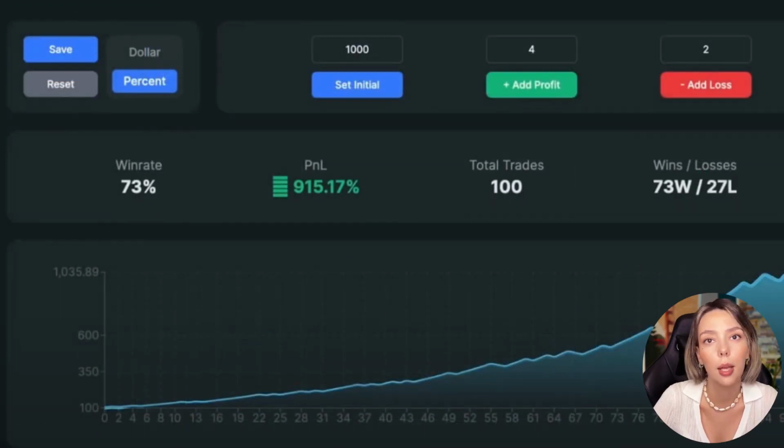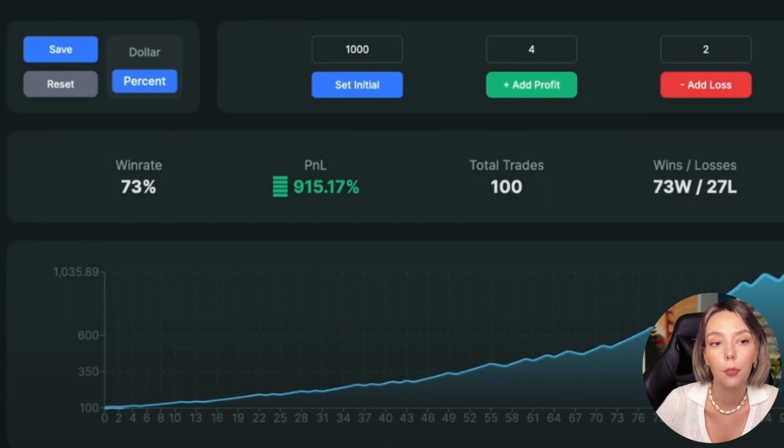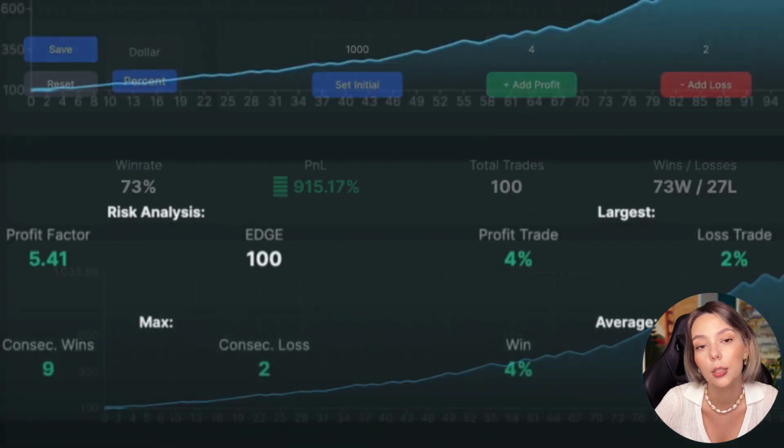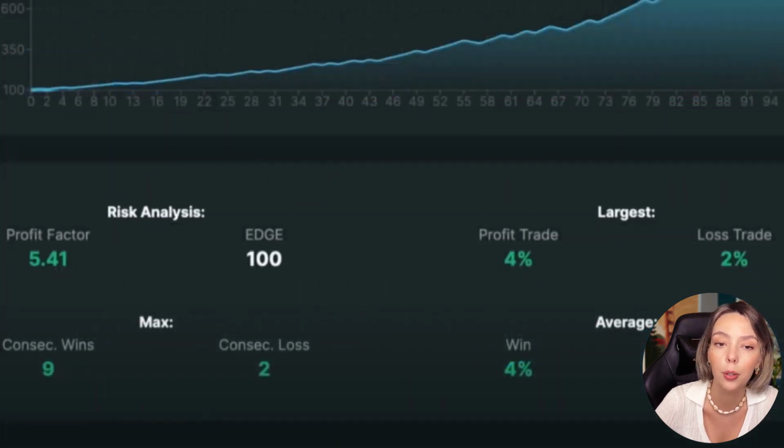Okay, so just like I promised in the beginning of this video, the results are absolutely insane. The win rate for this strategy is 73% and we gained over 915% of profit on our account after 100 setups. I must say that because of high spreads and fees, these results will be different when trading live. The profit factor for the strategy is 5.41 and we had 9 consecutive wins against 2 consecutive losses.